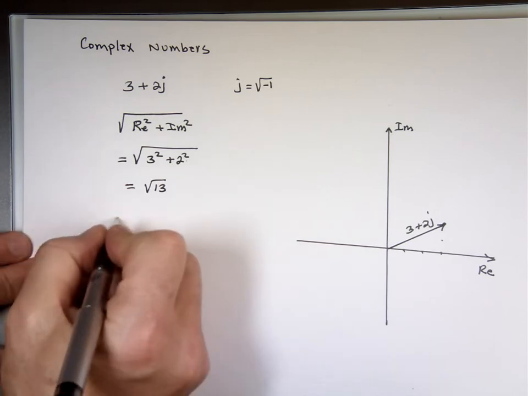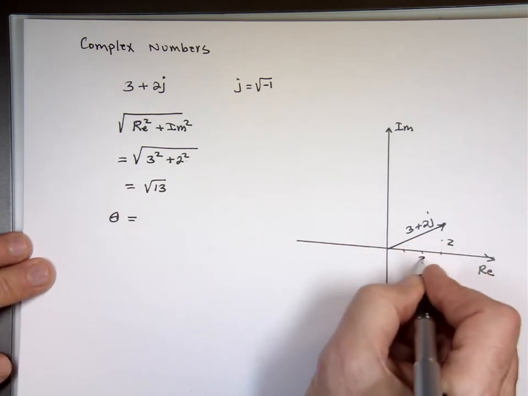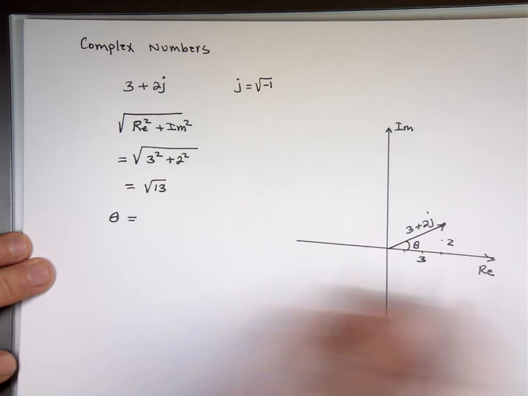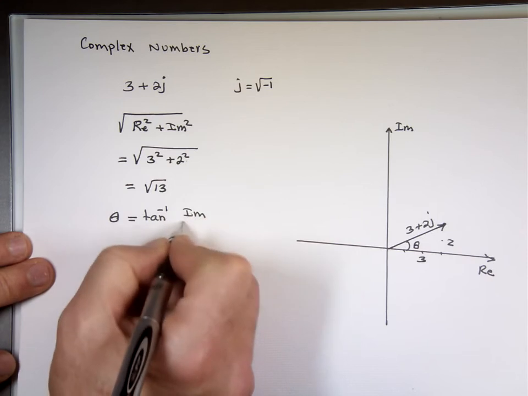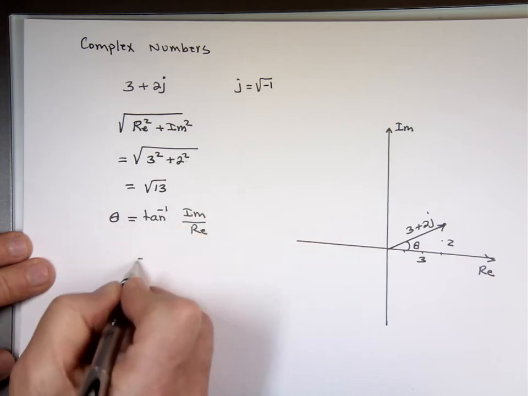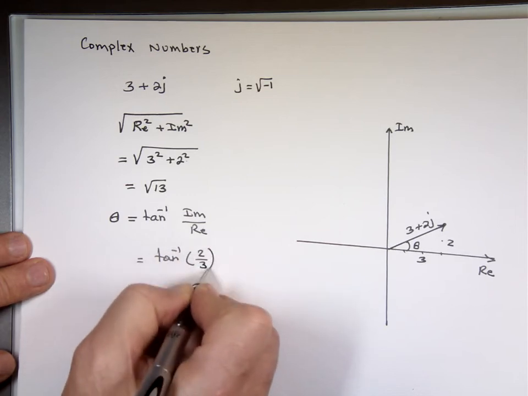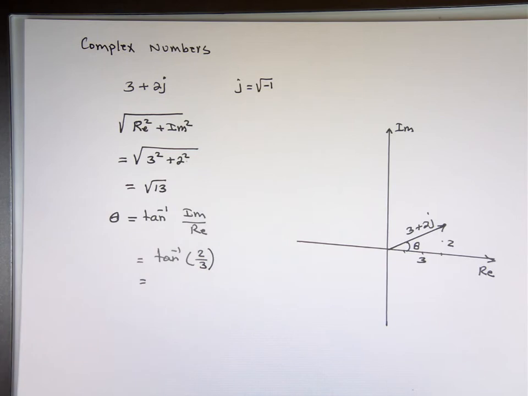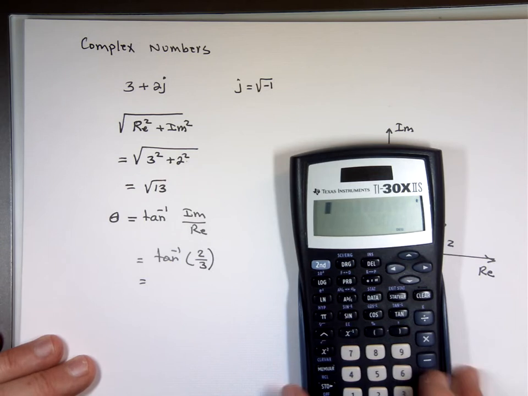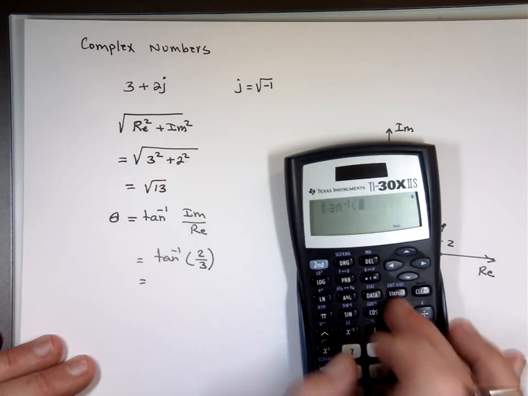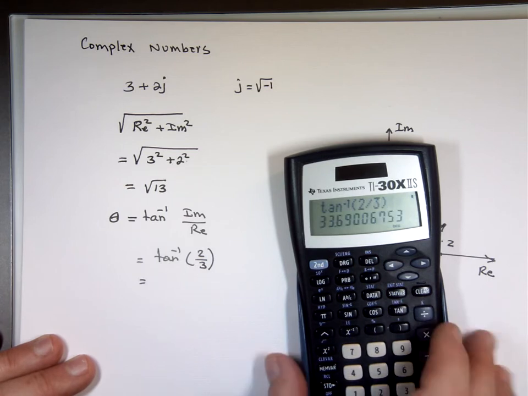And the angle theta, remember, this is 2 here and this is 3. That's the tangent, right? So it's the inverse tangent of the imaginary divided by the real. So it's the inverse tangent, in this case, of 2 divided by 3. And if I go to my cheap calculator for that, second tangent, where is it? Second tangent, 2 divided by 3. And that would be 33.7 degrees.